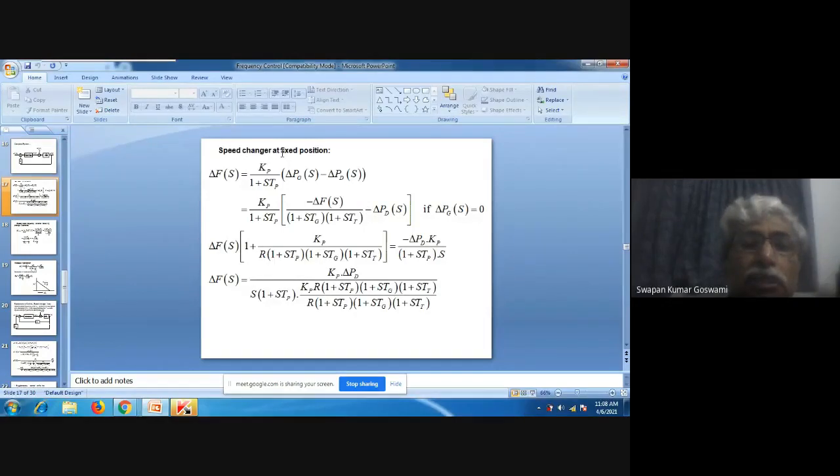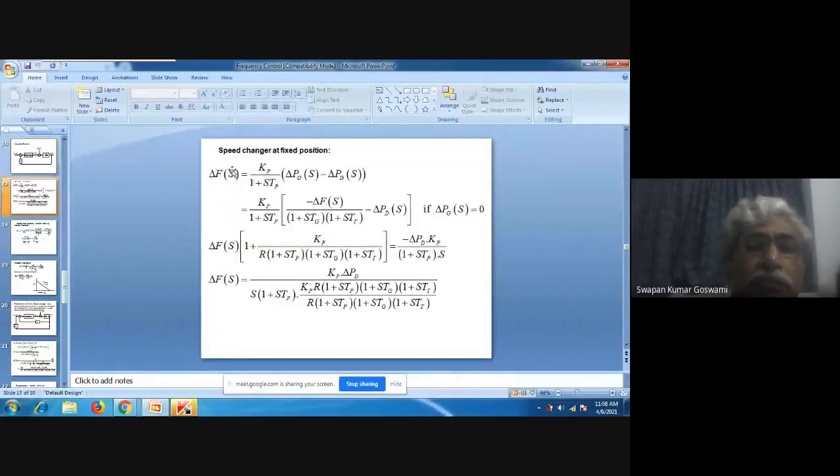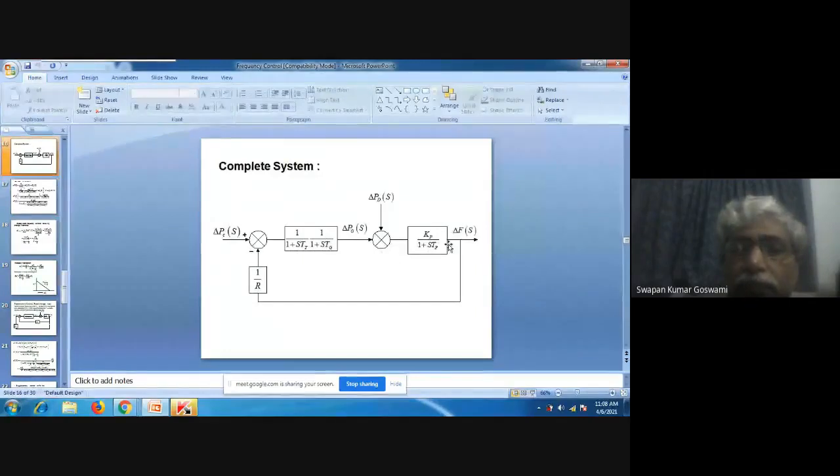So speed changer, for the time being, let us assume that the speed changer is kept at a fixed position. That means we are not giving any input to the speed changer. No external input is given. There are changes in demand, and as a response to that, frequency will vary. Since the frequency is varying, let us find the expression of frequency in terms of change in input and change in demand.